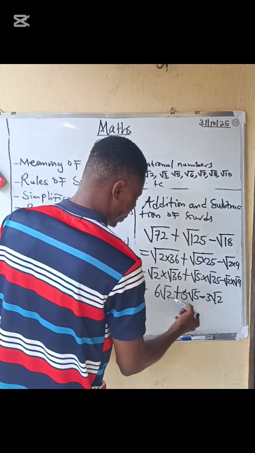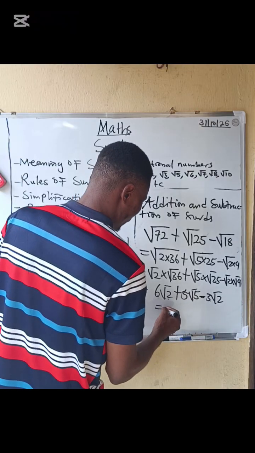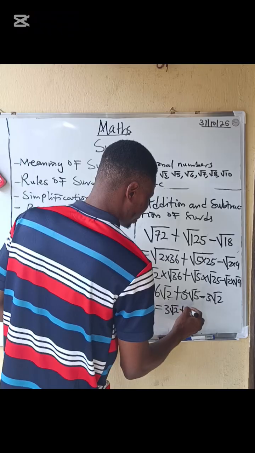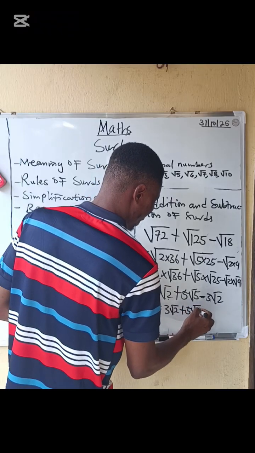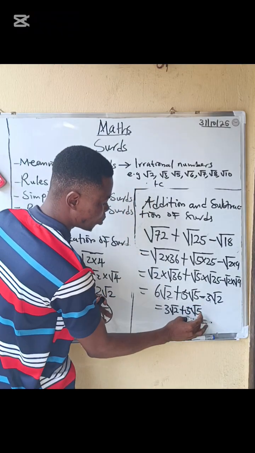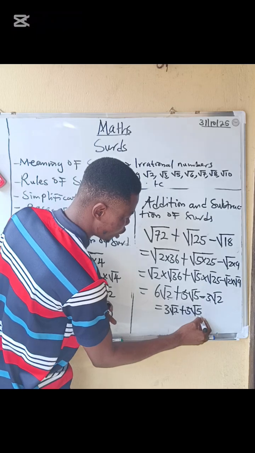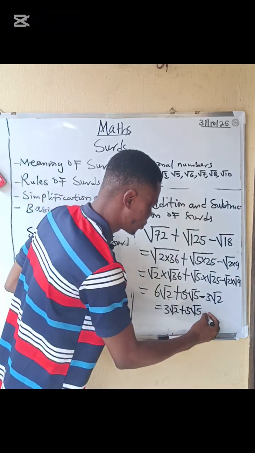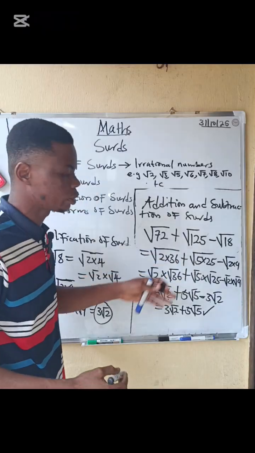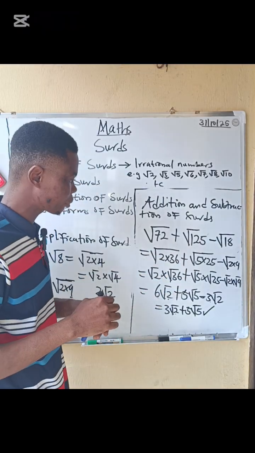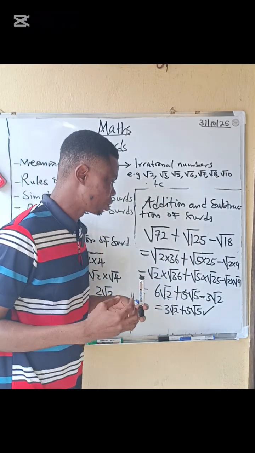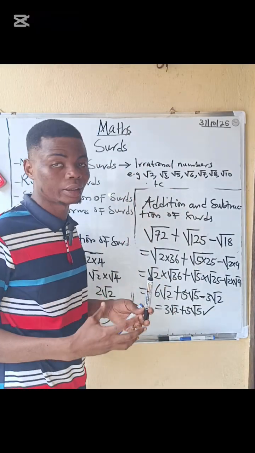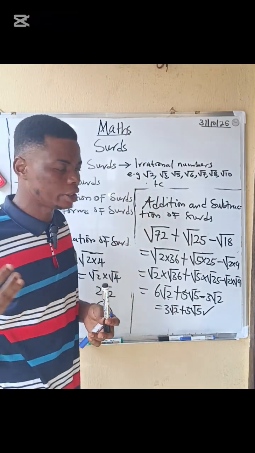So we can do what? This one is a subtraction. So 6 minus 3 is going to give us 3 root 2 plus 5 root 5. Remember that we cannot add this one because if you look at this, this is root 2, this is root 5. So they are not similar. So in this case, we stop here. So this is the answer to this one. Very, very simple. That is it. So this is how you solve anything similar to this. It is very, very simple.